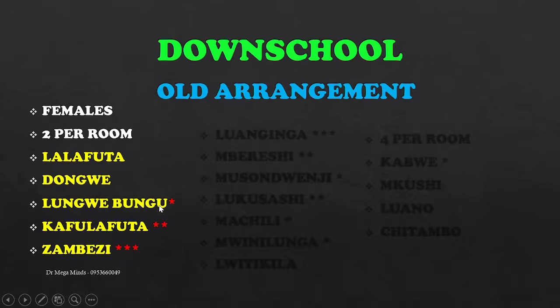Just like Kafulafuta. For Lungwewungu, it is an odd arrangement. For these, they're at least new. They are newer than the others. So Kafulafuta and Zambezi, they are top notch. And then what makes Zambezi even better than Kafulafuta is the Wi-Fi. It is so near. You can be in your room and then you're using the Wi-Fi. So these are things students love about these hostels.